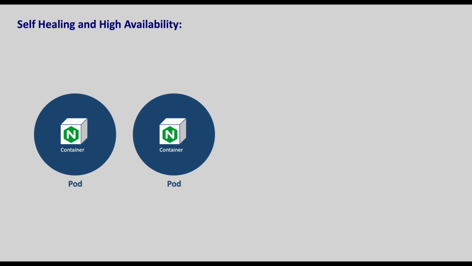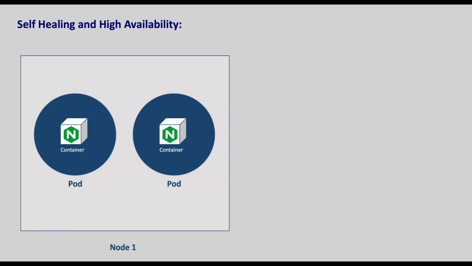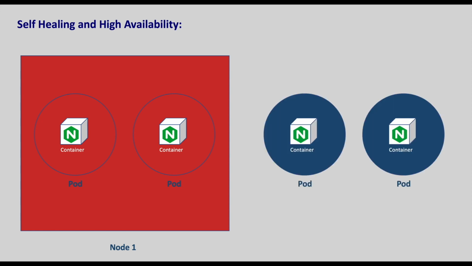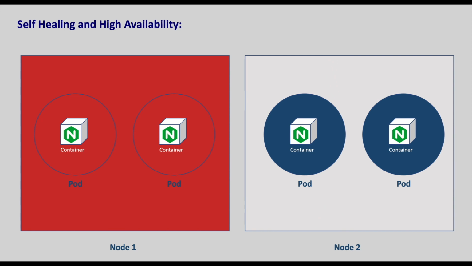Perfect. Now we have multiple instances of our application running on a node. What if this node goes down? Again, the same problem. Users cannot access our application. To make our application available, we should bring all these pods onto a healthy node. The same ReplicaSet can do that job for us. Let's see that in action.